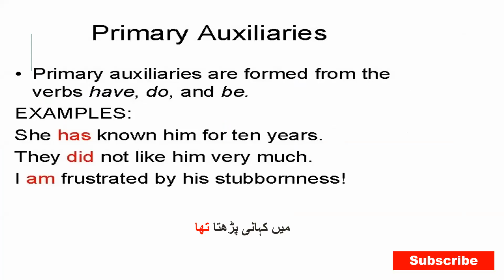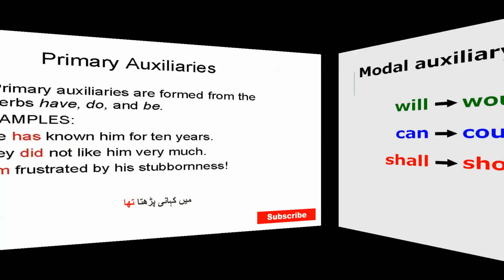So these are all the primary auxiliaries, and I have shared it already with you people. There are some sentences. She has known him for 10 years. They did not like him very much. In the first sentence, the has is showing us that it is for present tense. In the second sentence, they did not, the did here basically shows us that this action has taken place in the past. So that is why they are considered as finite verbs.